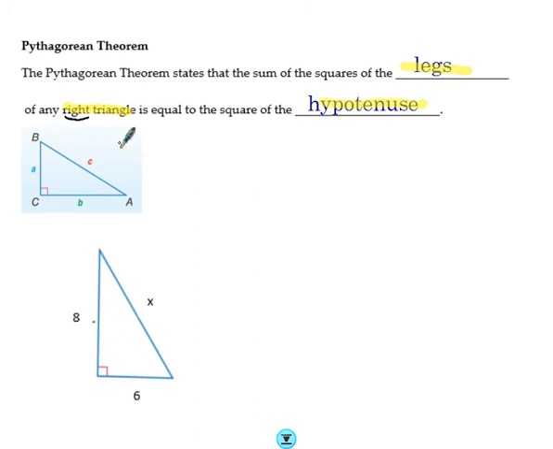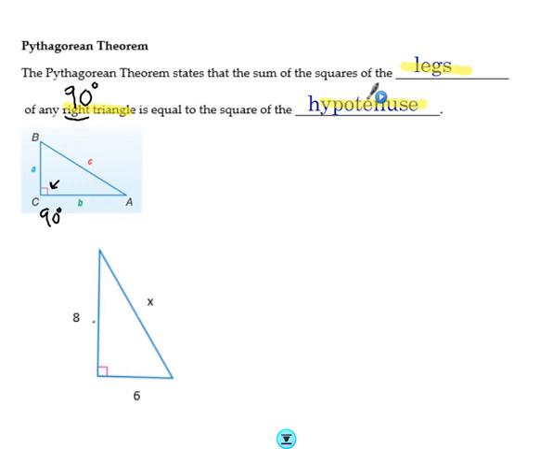A right triangle just means that one of the angles in the triangle is 90 degrees. 90 degrees is typically indicated with that little box right there. So looking at the triangle, when you see that little box inside of a triangle, that indicates that angle's measurement equals 90 degrees. So the legs of a right triangle are the two sides of the triangle that create the 90-degree angle. So we can say that a and b here are the legs.